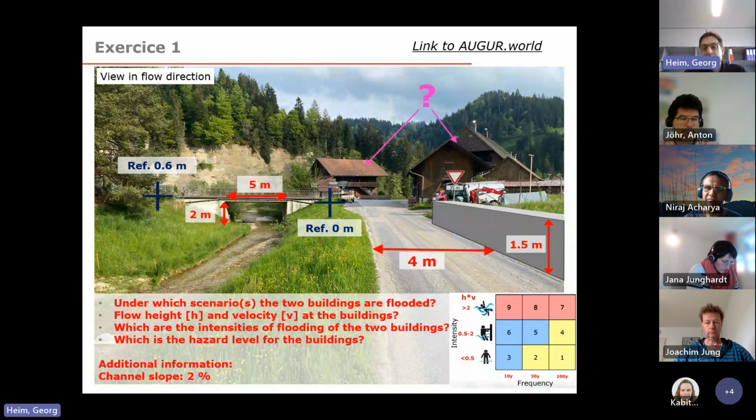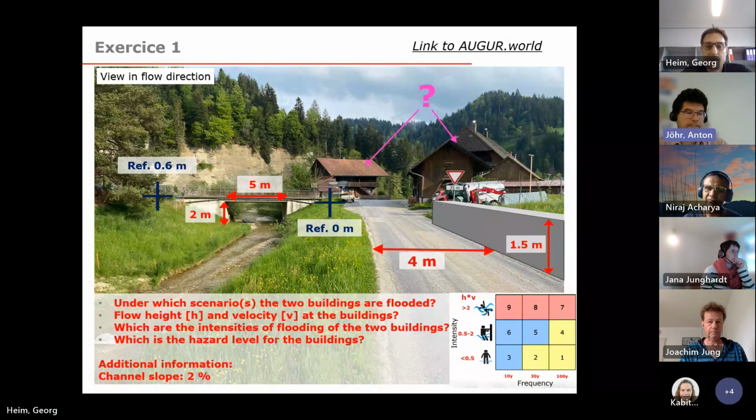Responding to Jana, the high intensity will probably be reduced to a lower intensity, because with a flow height higher than 2 meters, the water will flow above the wall and will also flow above the bridge. So the flow width will be much bigger, and the flow depth will be reduced. So you will probably be in the middle intensity for the 100-year event as well.